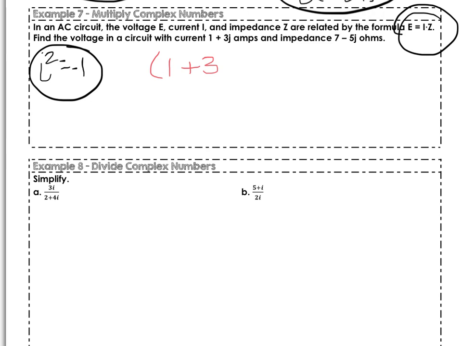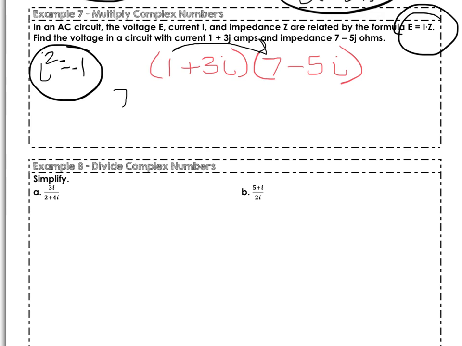Well, j is just the electrical engineer's way of saying i. So you can really say whatever way you want. Let's leave it with i, multiplied by 7 minus 5i. Again, let's just let it be i. Here we're going to have a binomial times a binomial, so we're going to FOIL.